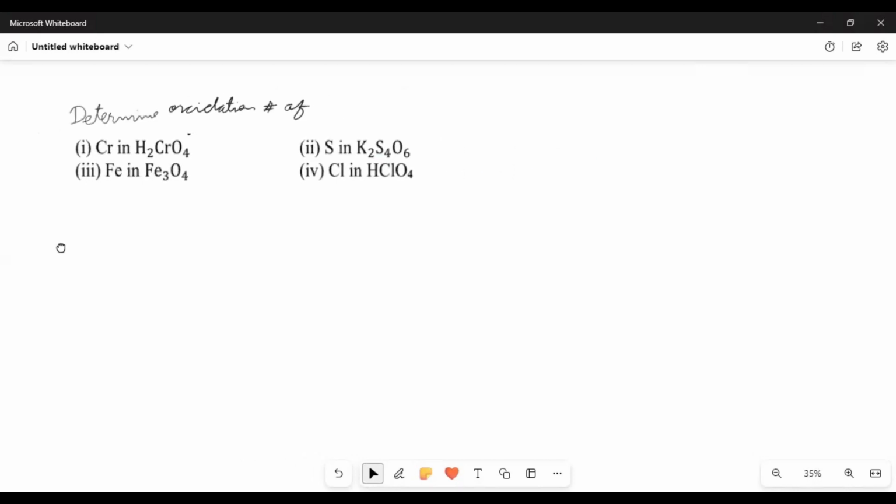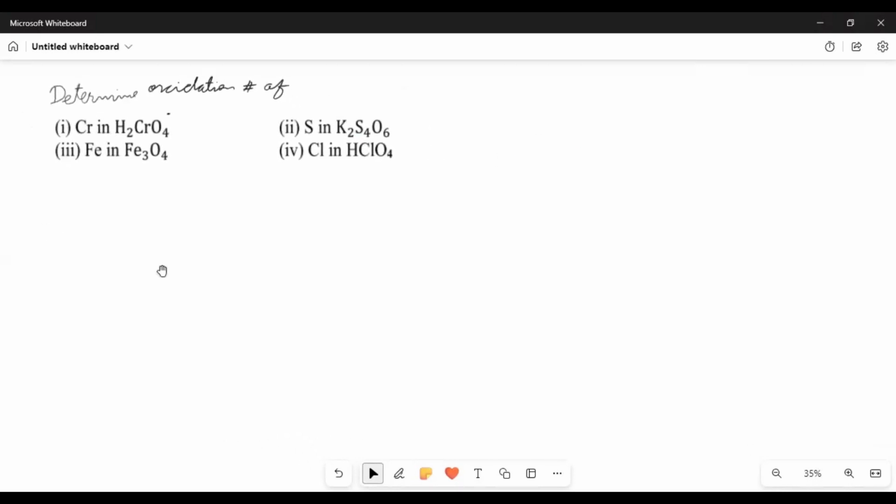Determine the oxidation number of the following: chromium in H2CrO4, iron in Fe3O4, sulfur in K2SO4, K2S4O6, chlorine in HClO4. So it is somewhat similar to the question we have discussed previously.